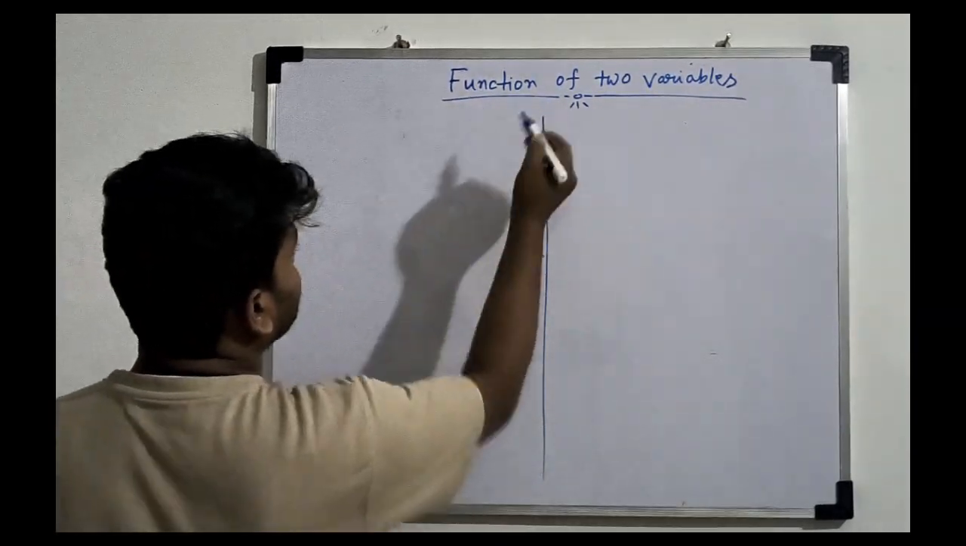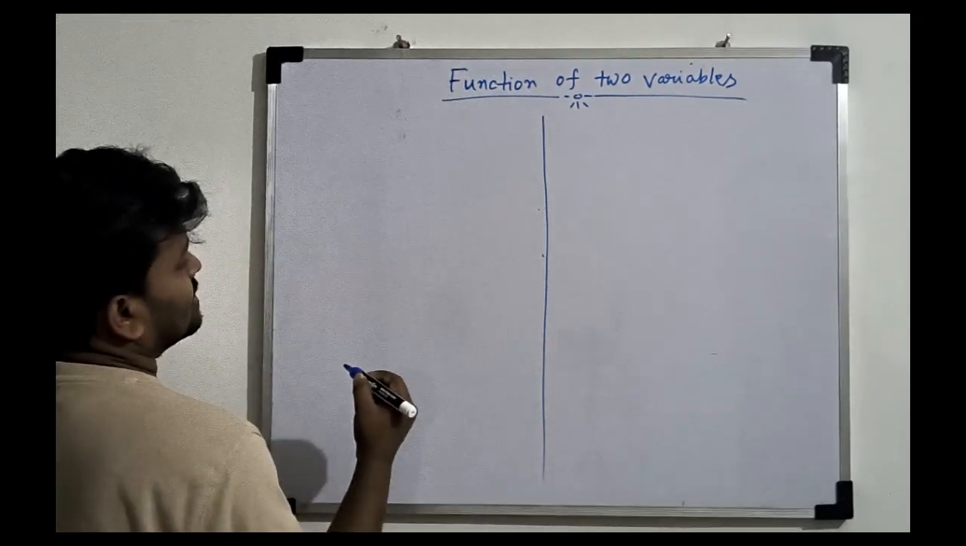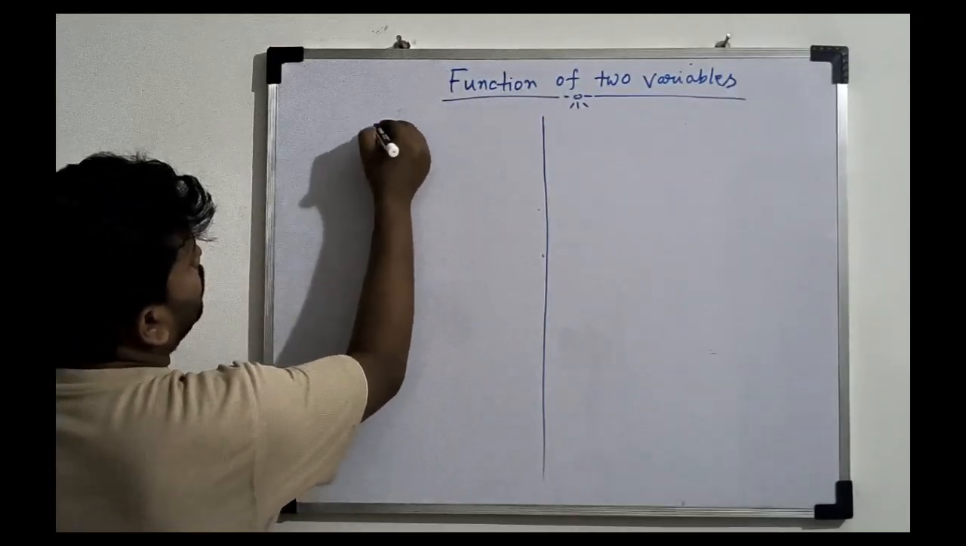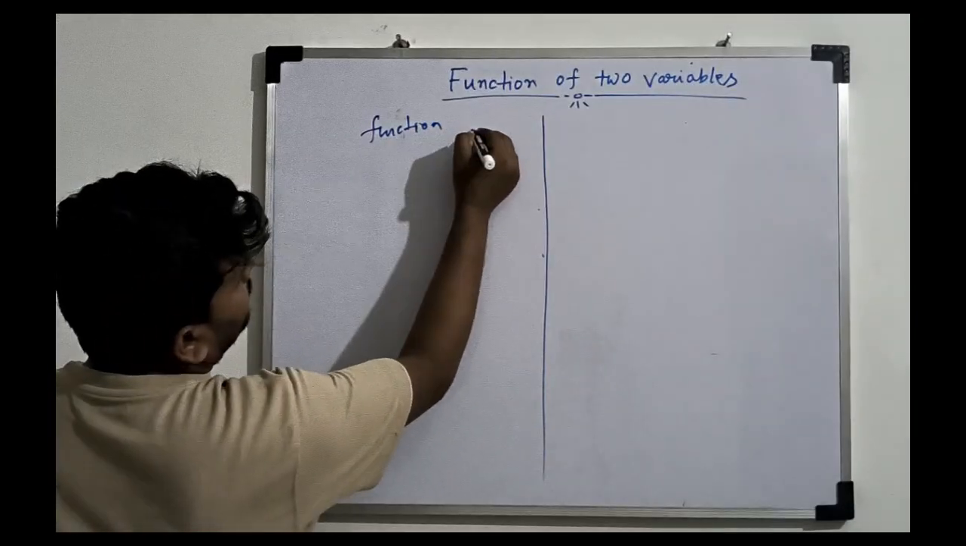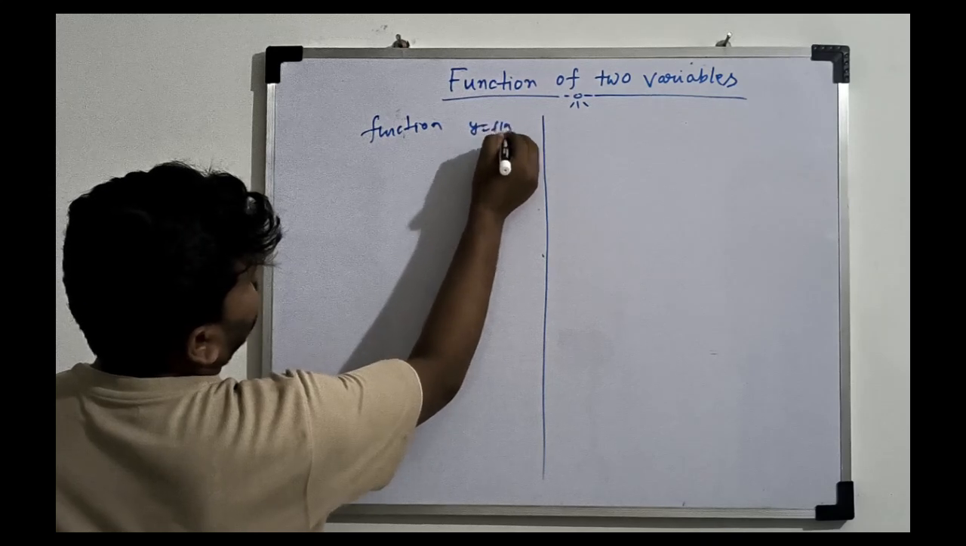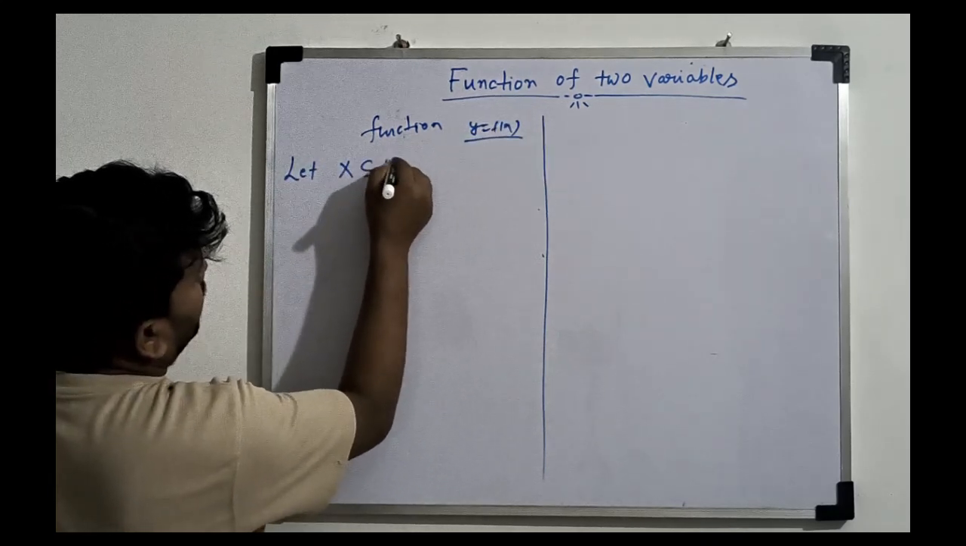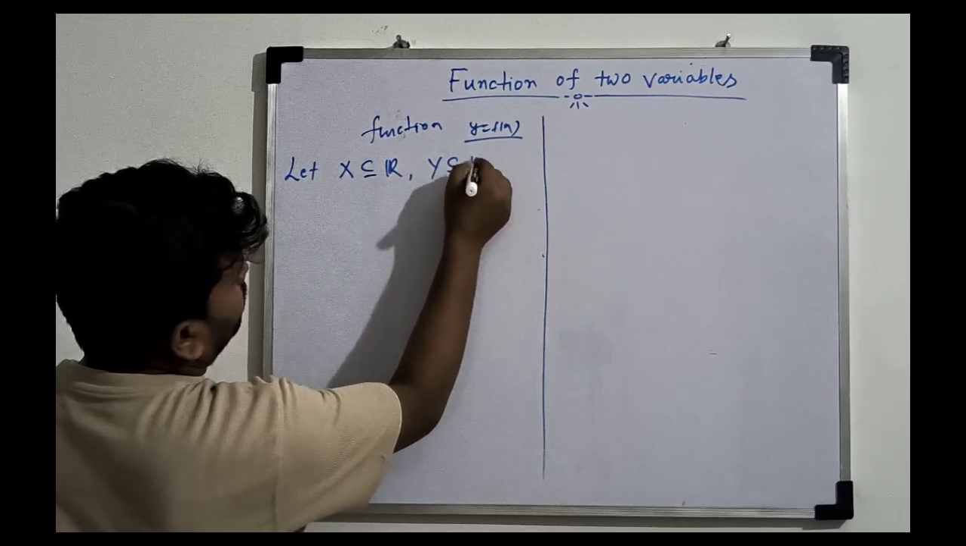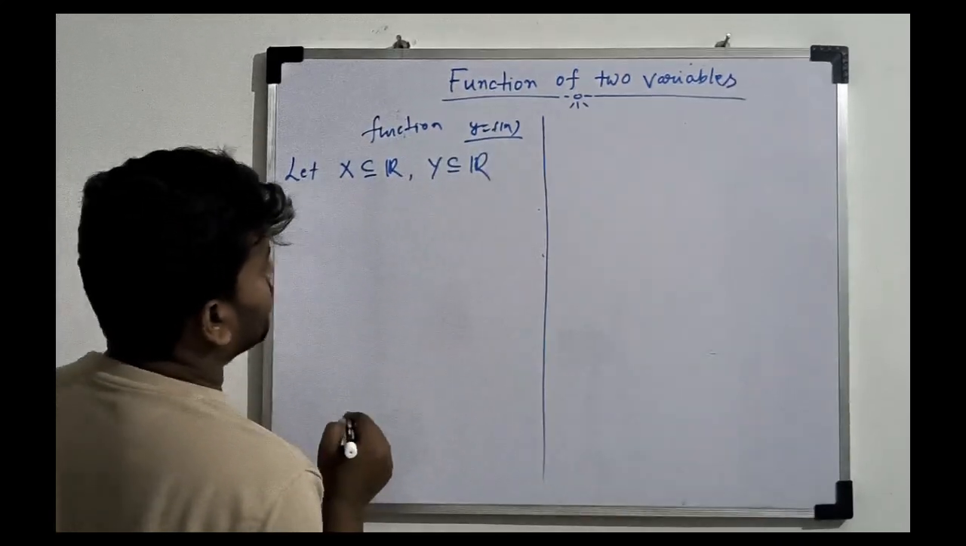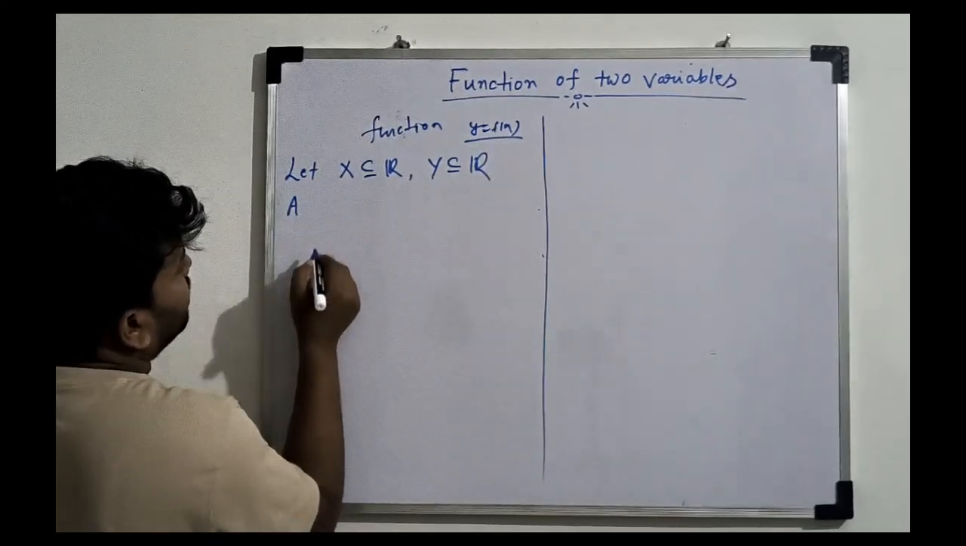So today I will discuss function of two variables. For this we need to know function of one variable, that is y equal to f(x). For this, let X be a subset of R and Y be a subset of R. R is the set of real numbers. So then we can define function.